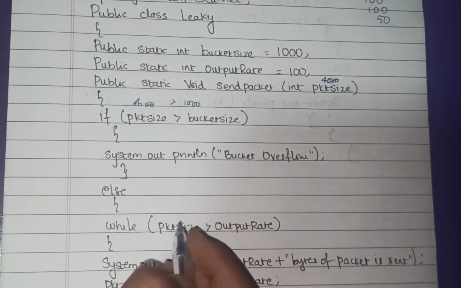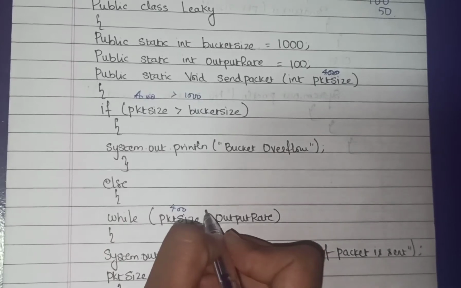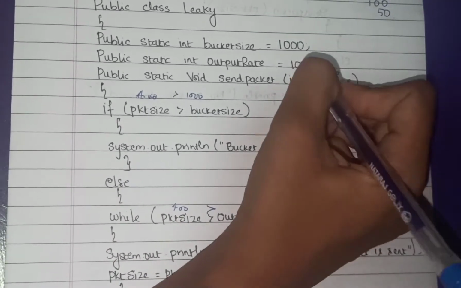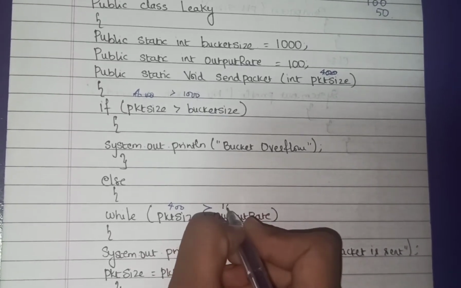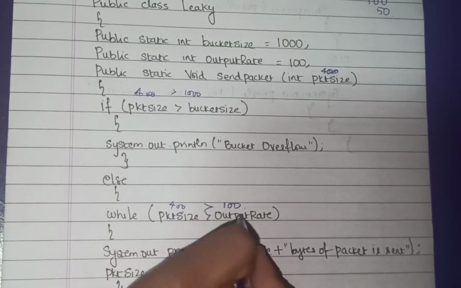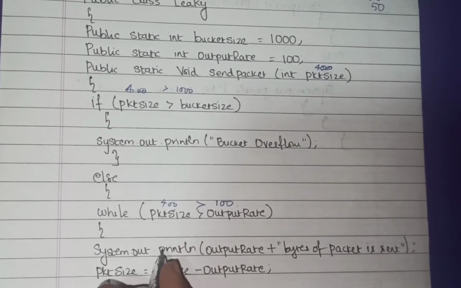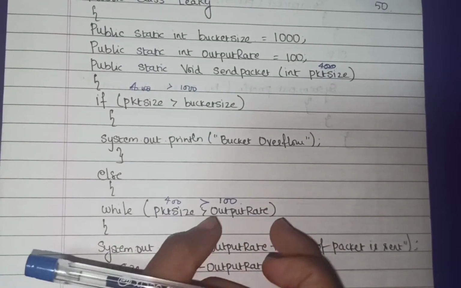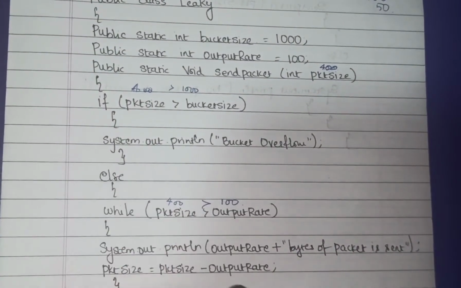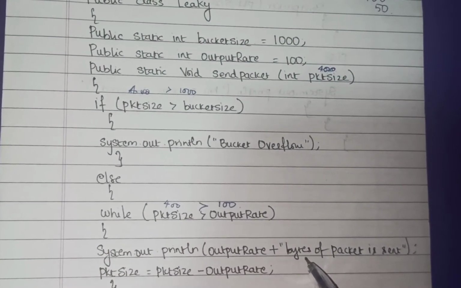So in the while loop, you check whether the packet size, which is 400, is greater than the output rate. The output rate is initialized to 100, so 400 is greater than 100. So this is true. Since the output rate is 100, you can only send 100 at a time. What you will do is send output-rate bytes of packets.